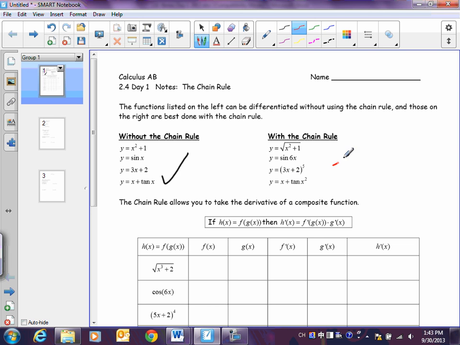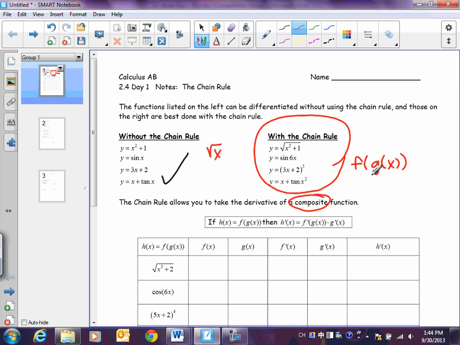All right, these over here, we don't know how to take the derivative of this yet. We don't have enough. You can't use power rule on something like square root of x squared plus 1. Square root of x, we were okay with, but not square root of a function. All of these are what we call composite functions. They're all a function of another function.